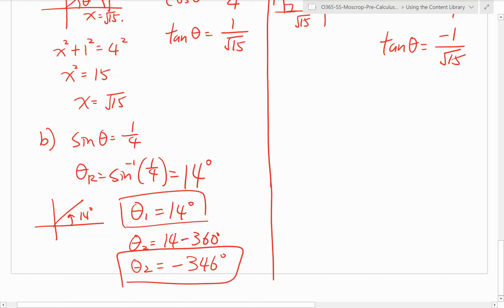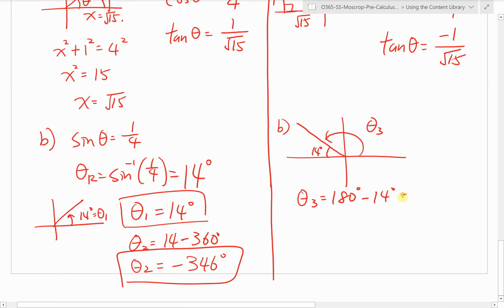Now for case 2, we already knew that the reference angle would be 14 because it's the same thing, just in a different quadrant. So here, this is 14. This is my reference angle, and this is theta 1. This would be my third angle, and theta 3 would simply be 180 minus 14 degrees. This is 166. So that's my third answer.